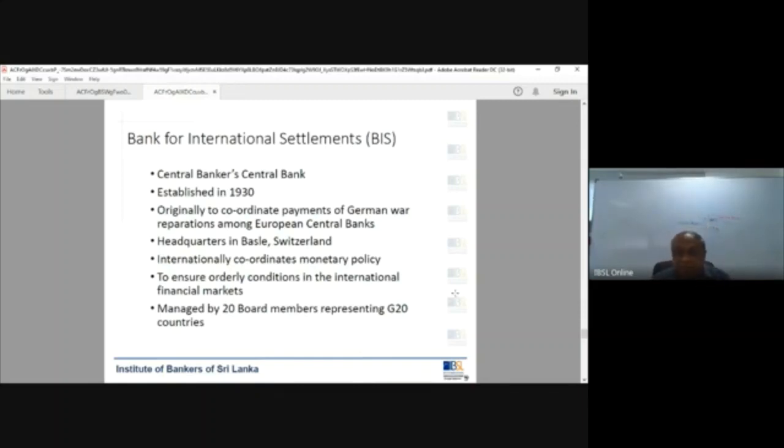This was established in 1930, originally to coordinate payments of German war reparations among European central banks. BIS headquarters are in Basel, Switzerland.